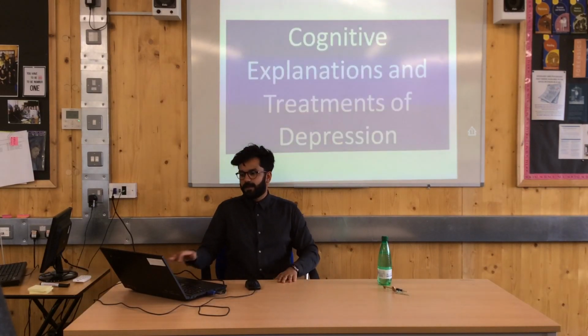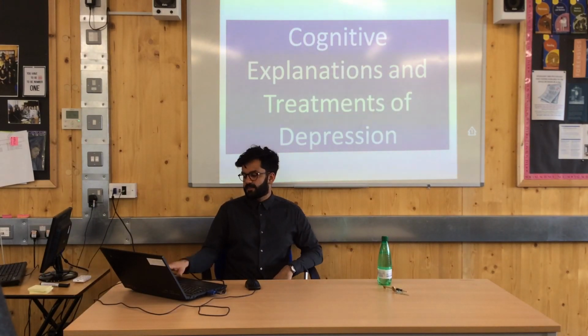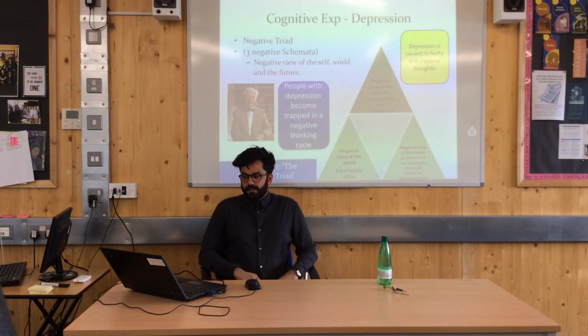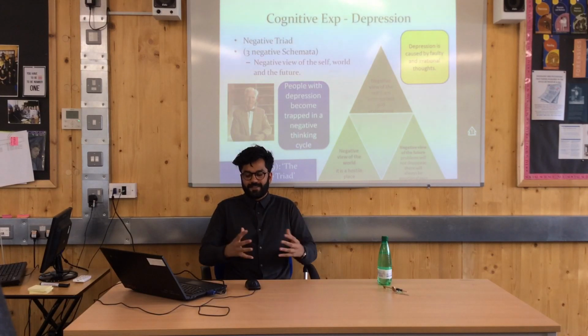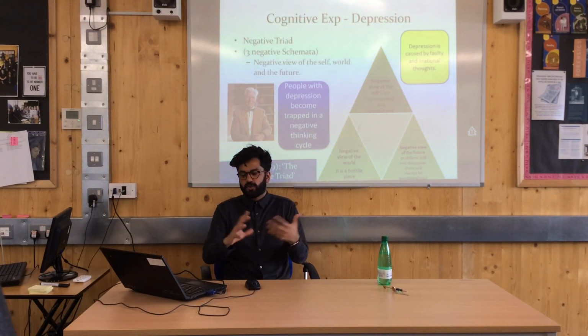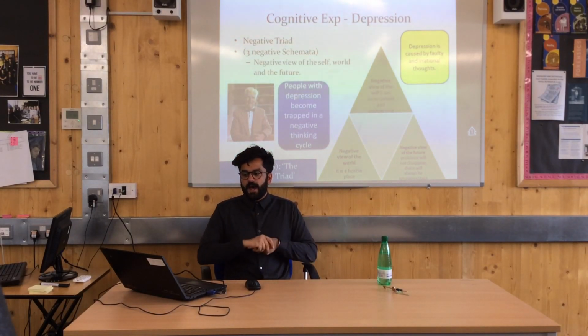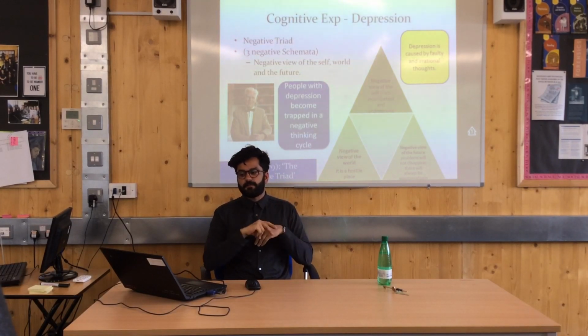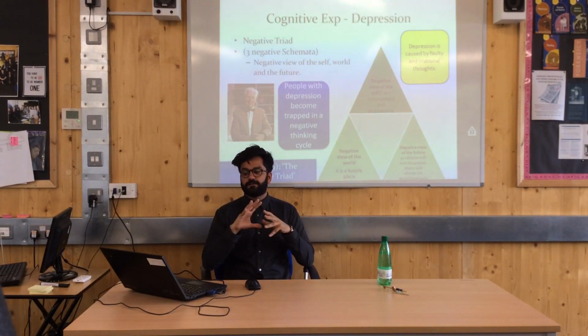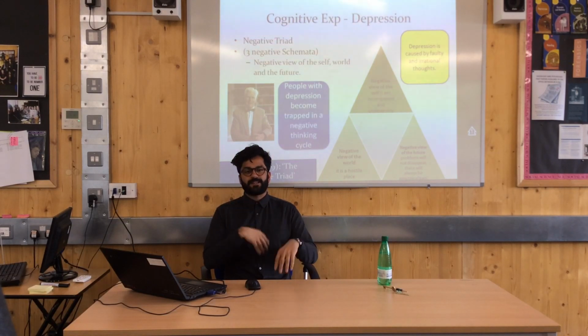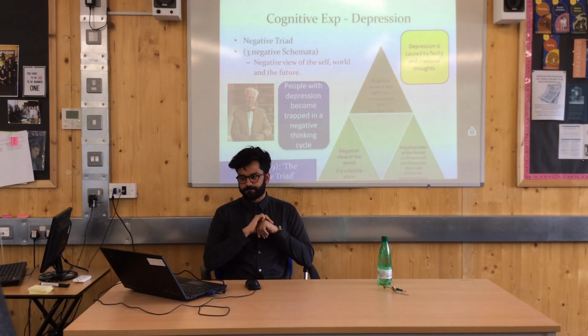Traumatic. Right, the next one is cognitive explanations and treatments of depression. So depression is caused by faulty and irrational thoughts, and the first theory is the idea of Beck's cognitive triad, or Beck's negative triad. It's to do with three negative schemata of the self, the world, and the future. So people who suffer with depression become trapped in a cycle of negative thinking.